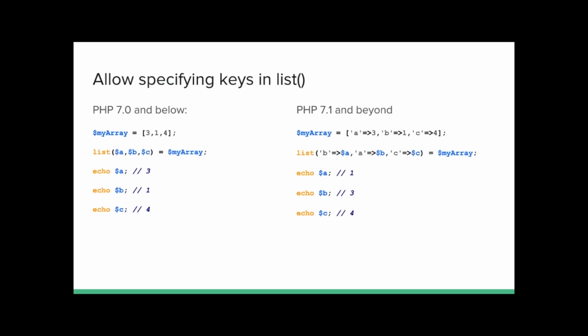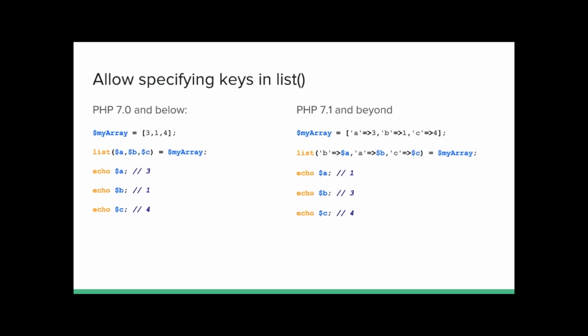Well, in PHP 7.0 and below, you do it like you do on the left-hand side. We've got my array, and we define it with the values 3, 1, and 4. And then we say list A, B, C equals my array, and then we can echo out A, B, and C, and it'll be 3, 1, and 4.